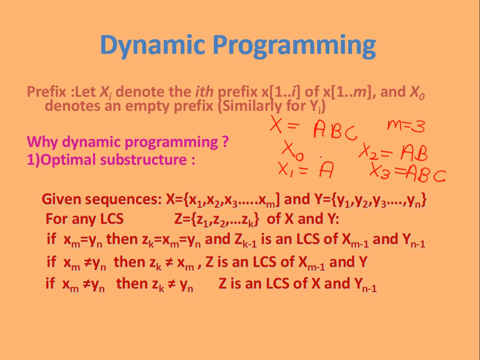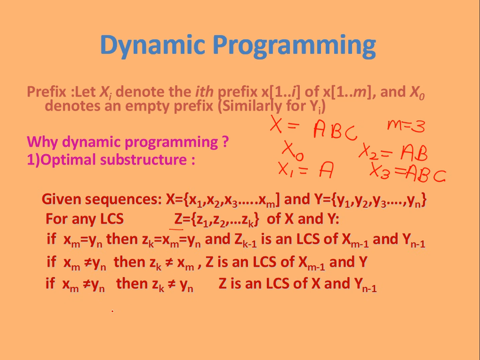Now let's see why dynamic programming. If I use dynamic programming, then the problem should have two properties. It should have optimal substructure, and second, it should have overlapping subproblems. Let's see how it has optimal substructure. You are given two sequences x and y. You have two strings and you have to find the LCS of them. Let's say I call its LCS as z.